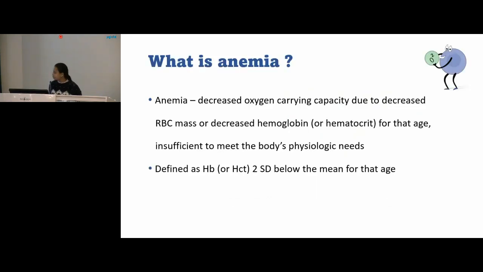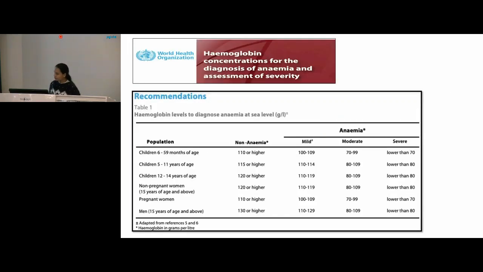It is decreased oxygen carrying capacity in the blood, and this is because of the decreased RBC mass or hematocrit, and that decrease is insufficient to meet the body's physiological needs. So technically it is defined as a hemoglobin or a hematocrit which is 2 standard deviations below the mean for that age. So this is the WHO cutoff to define anemia in various age groups.